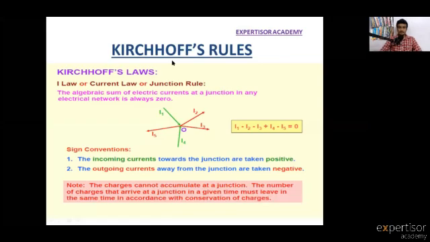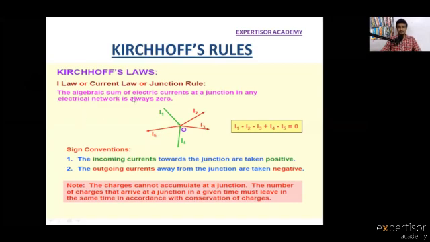Now we discuss the Kirchhoff laws. In these Kirchhoff laws, we have two types of laws. The first is the first law, or current law, or junction law. The second one is the loop rule, or voltage law. Okay, so let us discuss Kirchhoff's first law.